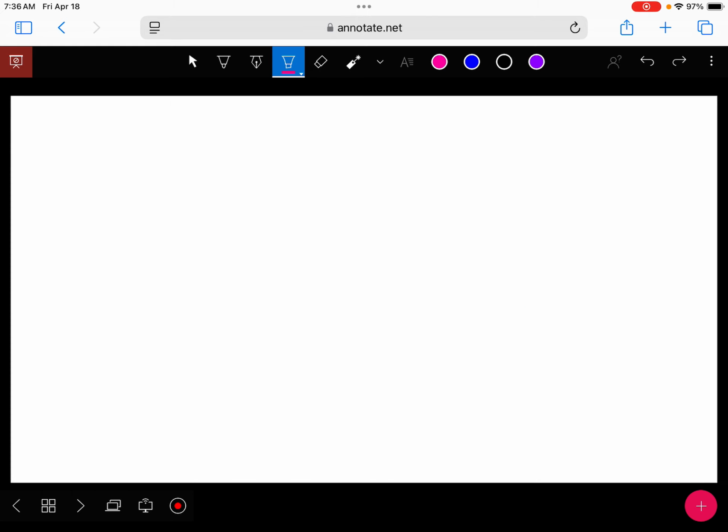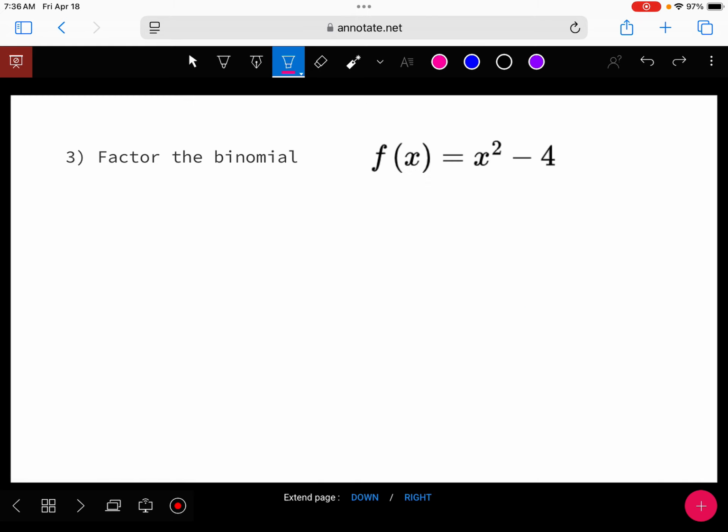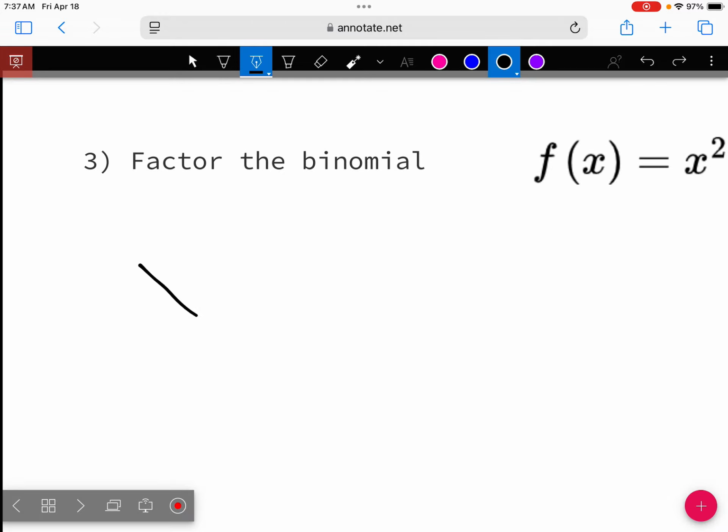All right, let's do another one. So this one isn't a trinomial, so it looks a little different. We've got a binomial. So number 3 here, we've got x squared minus 4. What can we do here? Can we do the exact same thing?